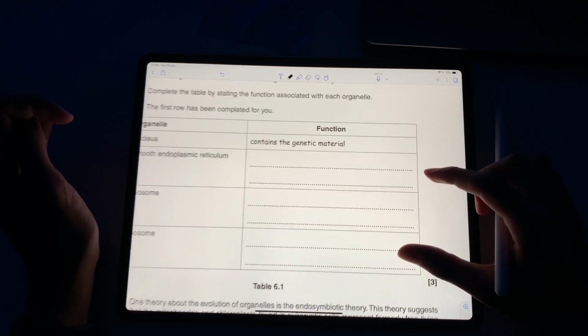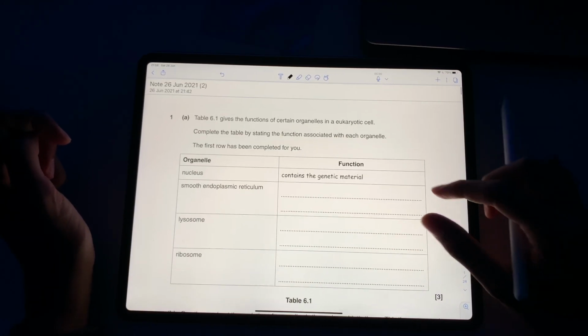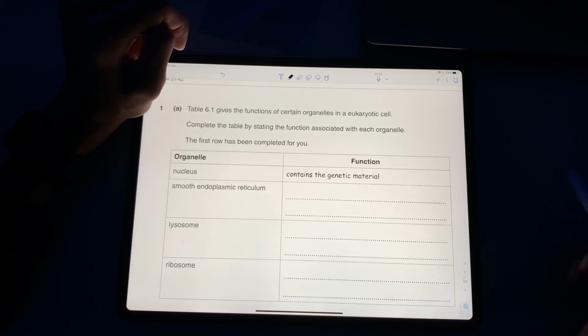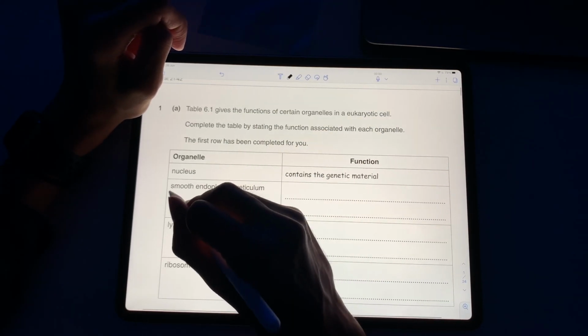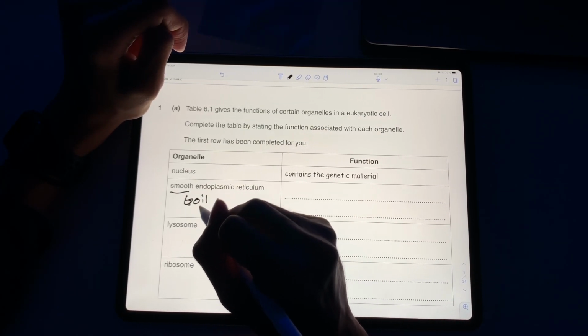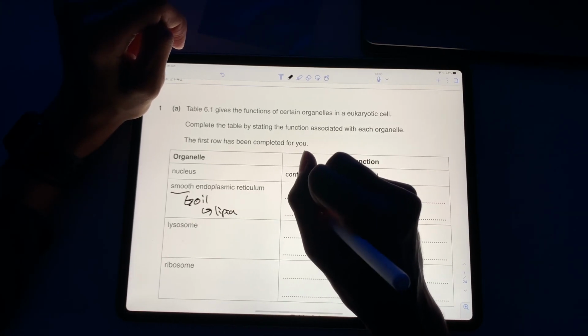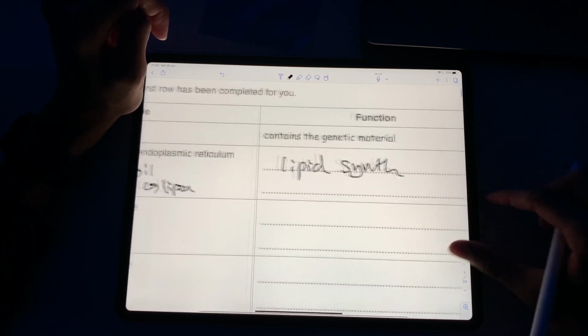Let's have a go at this paper. Yeah, biology students, don't come at me because I don't know what I'm really doing. Smooth ER, smooth endoplasmic reticulum. I remember, okay, so I definitely know this because smooth, oil is smooth, therefore oil is lipid, so lipid synthesis. I'm not going to write it in full just to save time.